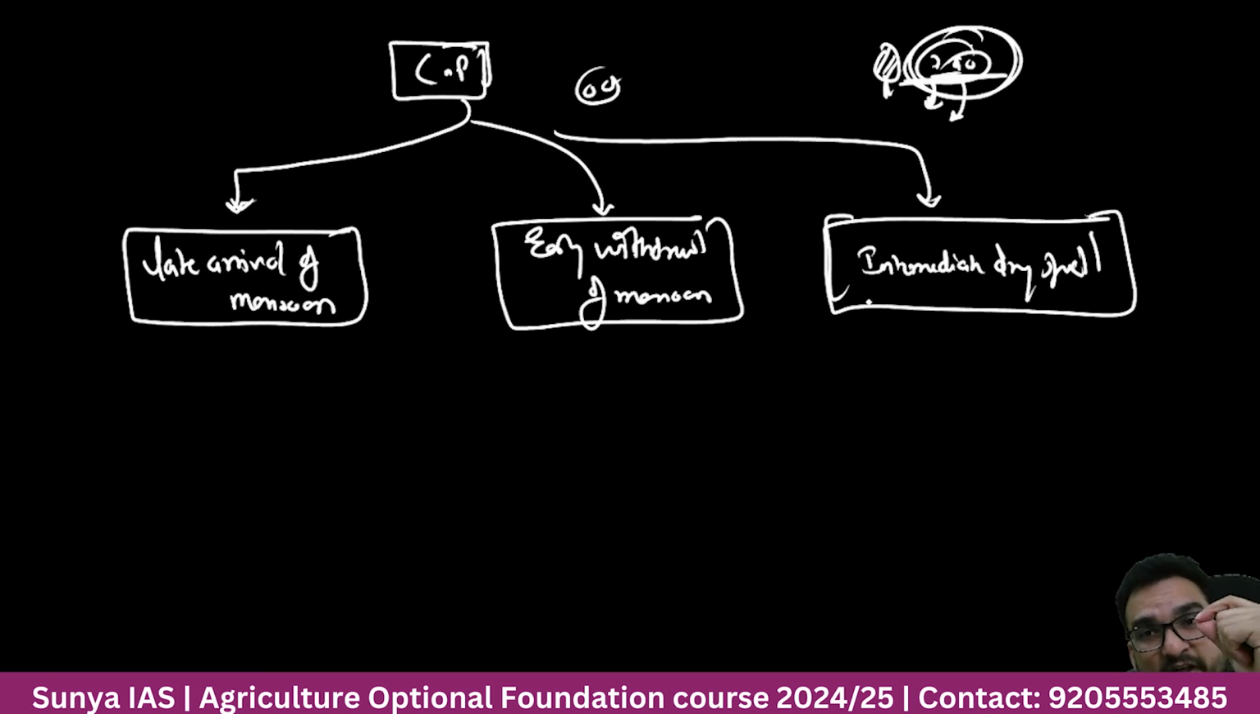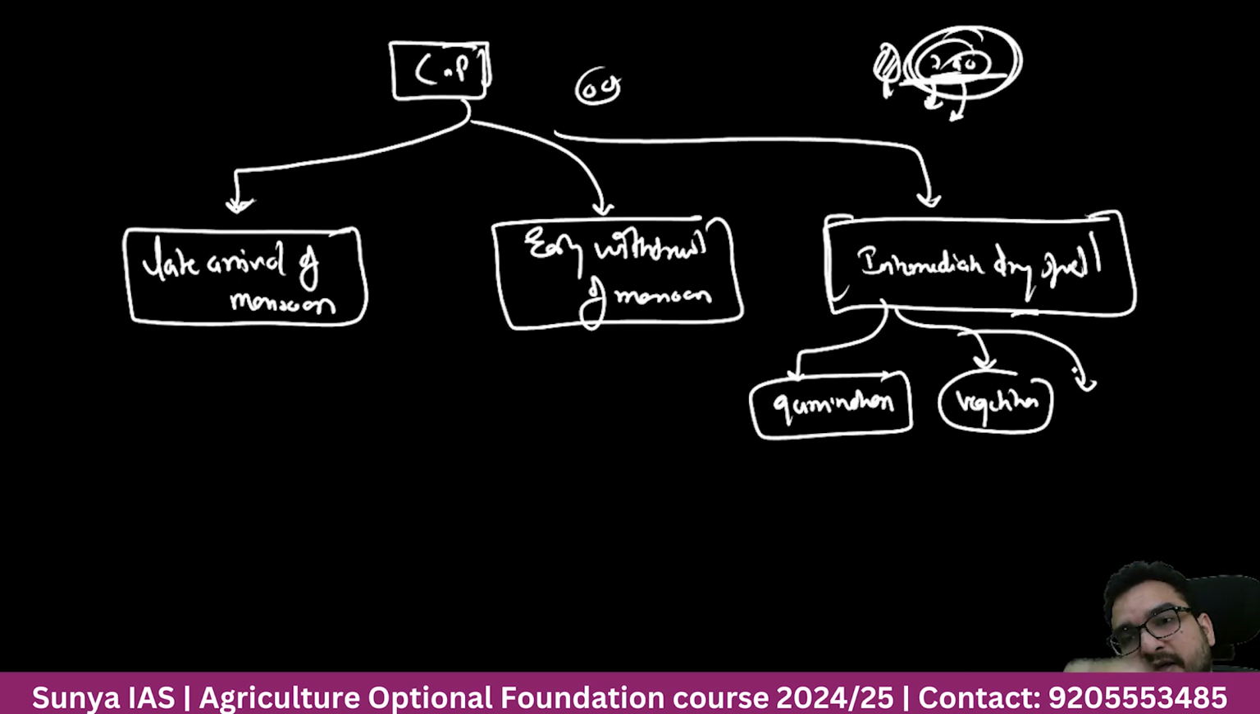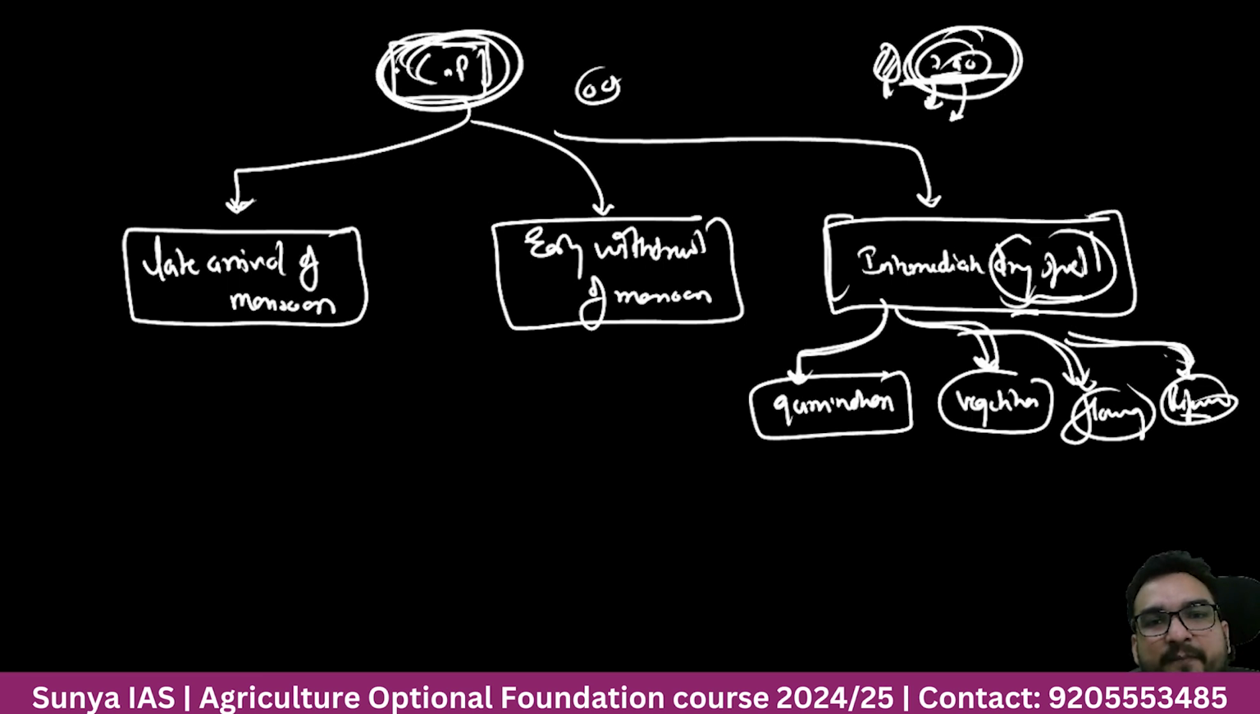So these are the conditions which we have to see. Under intermediate dry spell, we have to see a condition where the dry spell comes at the time of germination. If that happens at germination, what will I do? If the dry spell comes at the vegetative growth stage, that also comes under this particular head. Third is the flowering stage and ripening stage. Because in these stages I need water, and if a dry spell comes, do I have a contingency plan? Do I have a plan? And that plan is basically a contingency plan.